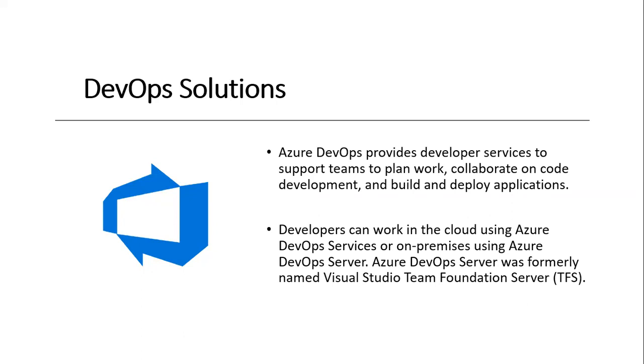So one of the tools is Azure DevOps. Azure DevOps is not a single tool. It is a suite of services. Basically, Azure DevOps provides developer services to support teams to plan work, collaborate on code development, and build and deploy applications. So in a single platform, we can do each and everything, start to end, from how to start the project to how to deploy the project into production, whether it is project planning, user story writing, epic creation, defect closure, deployment, development, or testing. Each and everything we can do in a single platform, and that platform is known as Azure DevOps.